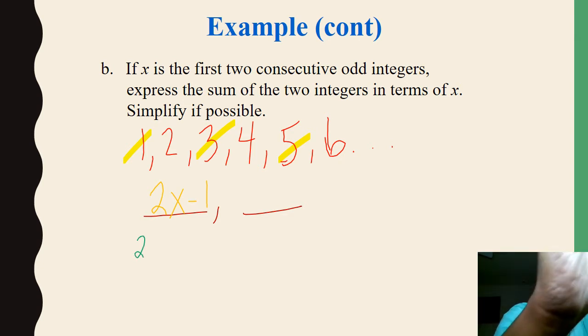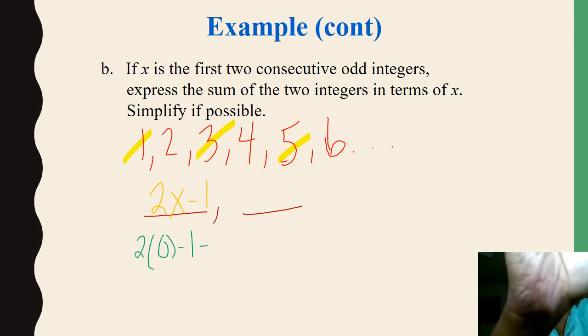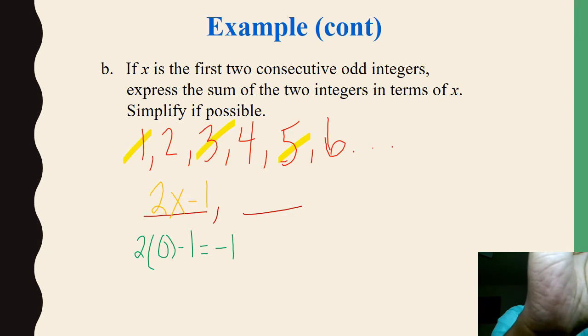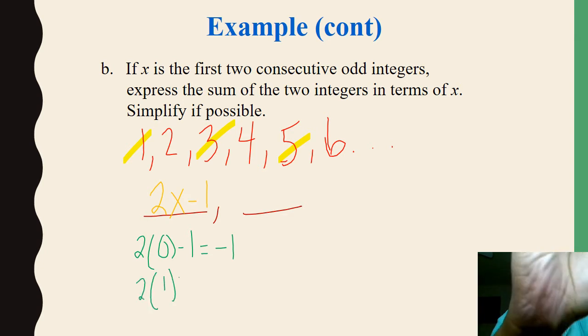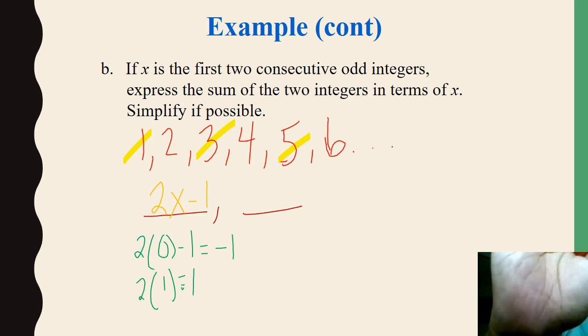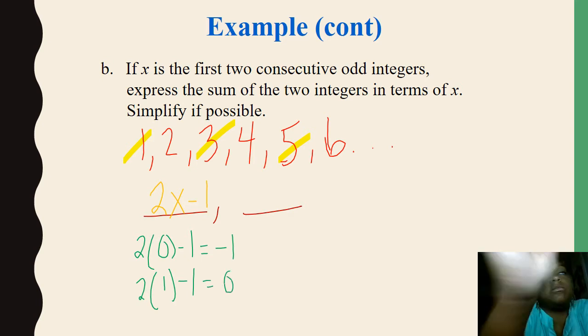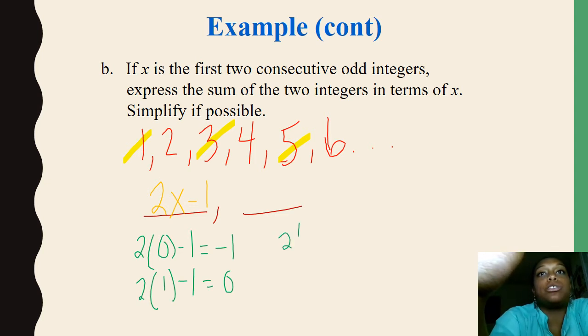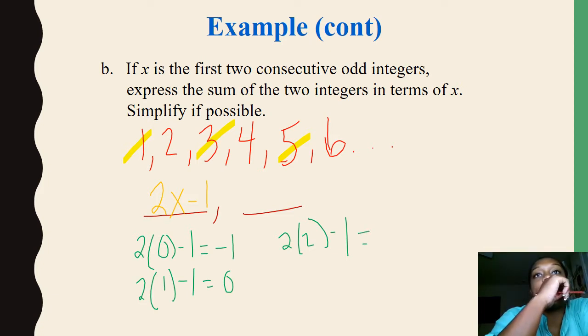If I plug in 0, for example, that produces a -1. All right, if I plug in 1, that produces 0. 0 is neither odd nor even, it's that little floater. If I plug in 2 times 2 minus 1, that makes 3.